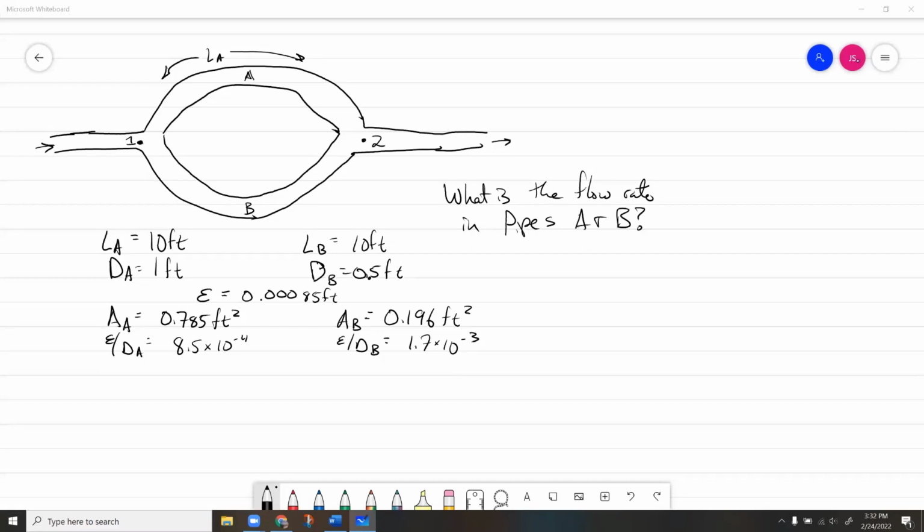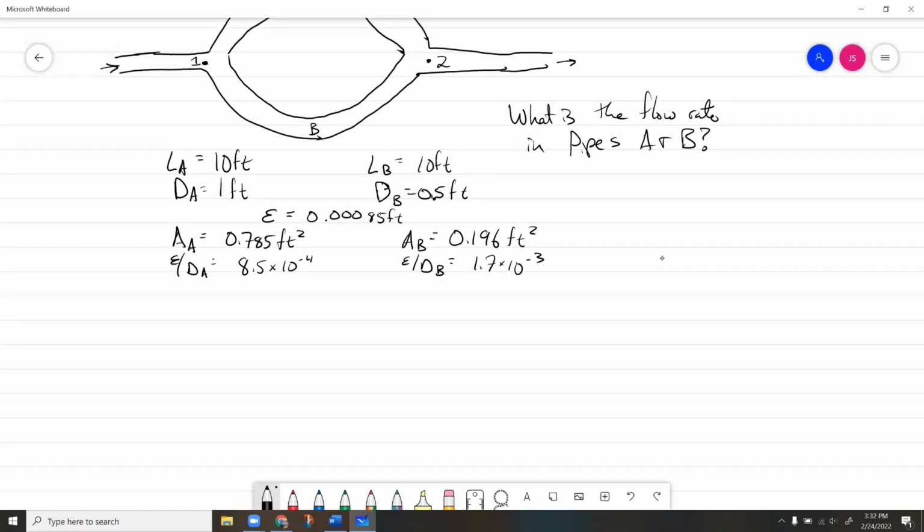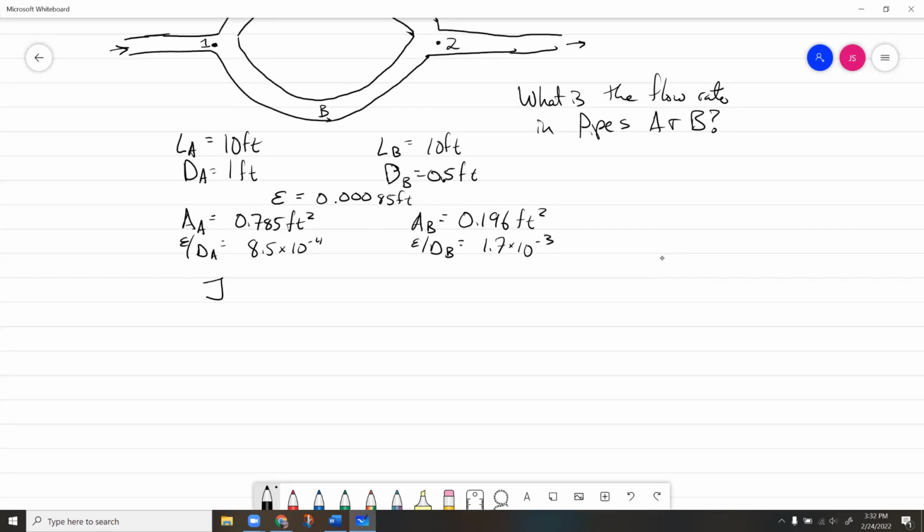So the first thing we're going to do is the junction equation. And that was our conservation of mass. That just says QA plus QB is equal to whatever the big Q is. And I didn't write that up. So the Q coming in is equal to 10 cubic feet per second. All right. That's a good one to have in our back pocket.